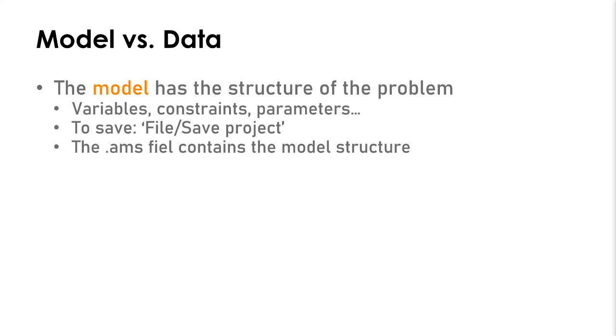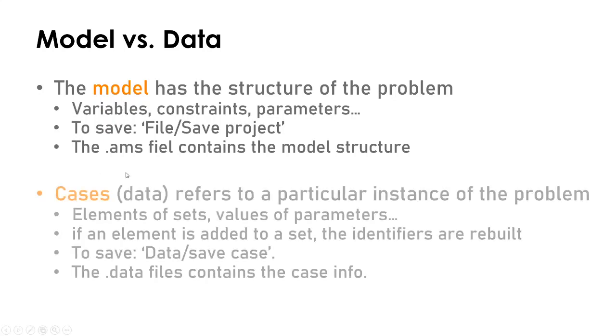And this is saved in a project in AIMMS, and when you want to save it, you go to the menu File, and you go to Save Projects. And you have the .AIMMS file that contains the model structure, which is the most important file that contains the relevant information. And in addition to that, you have the cases, which are the data, and that refers to a particular instance of the problem.